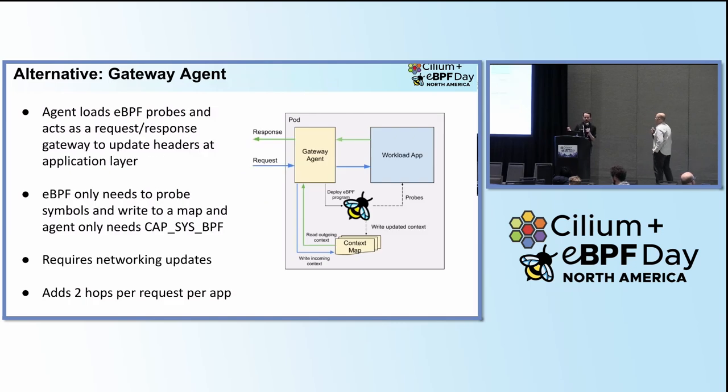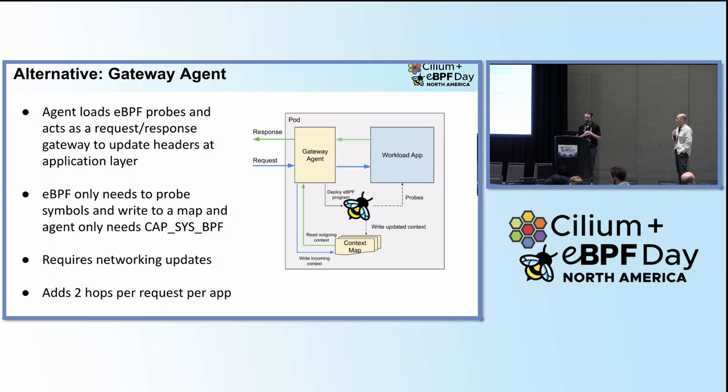On that note, we thought, moving even further away from the network level, what if we wrote some sort of sidecar agent that could act as almost a gateway router for all the requests going in and out of a pod. Then we could handle the headers at the user space level without having to worry about encryption. But obviously, this adds its own levels of complexity. You'd have to make the networking updates to make sure that all your requests pass through this gateway agent, and it also adds more hops per request.